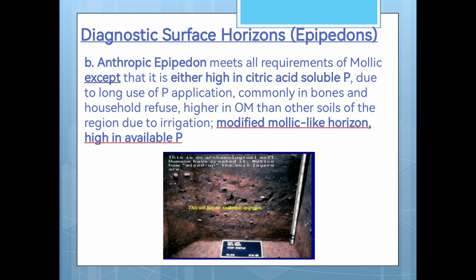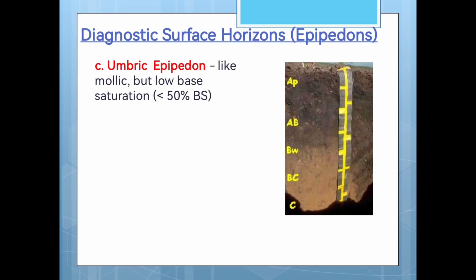The third epipedon is umbric epipedon. It's also same like molic, but it has a low base saturation. So, mababa ng 50% base saturation. Kasi yung molic has greater base saturation. Yung umbric naman is mababa yung kanyang base saturation.